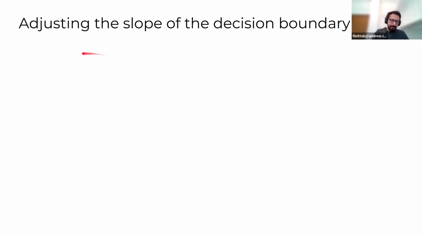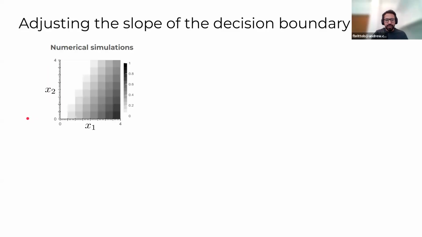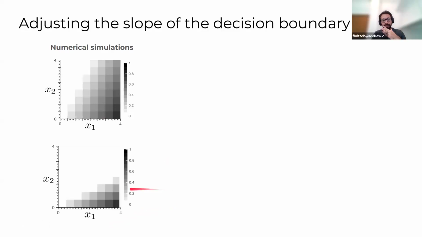So why did I try to highlight the fact that our weights are interpreted as production rates, or the other way around, that production rates are interpreted as weights? It's because we are now able to adjust the decision boundary in a more straightforward way. These are just numerical simulations. For example, we could increase the weight associated with x1 or decrease the weight associated with x2, and that will give us a higher decision boundary. In the same way, we could decrease the weight of x1 or increase the one on x2, and that would reduce the decision boundary a little bit.